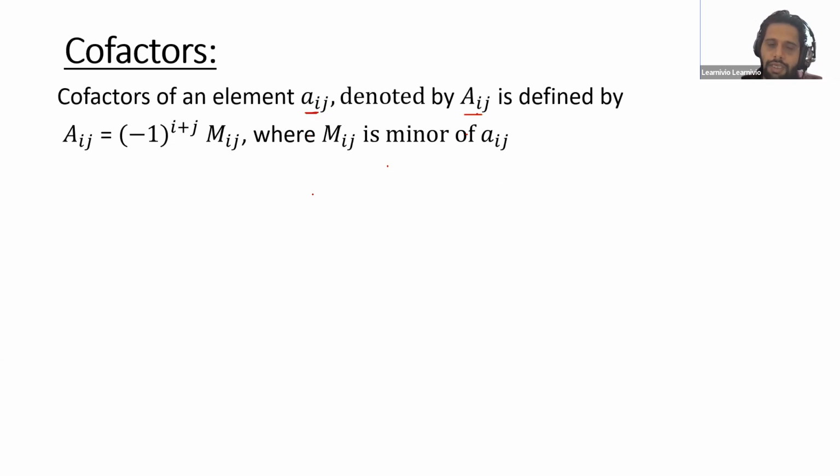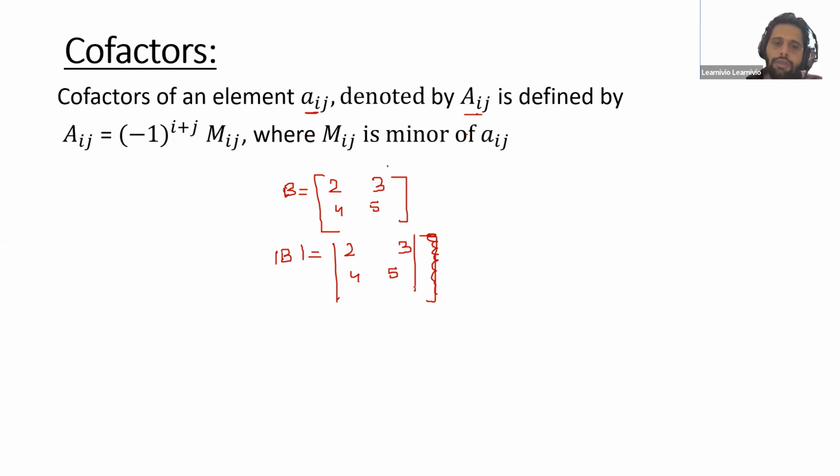So what does that mean? We will take an example. For example, if we have a matrix B, and this matrix is 2, 3, 4, 5. Its determinant is |2 3; 4 5|. Now, can anyone tell me what is the value of M11? 5. Okay, M11 is 5. We remove the first row and the first column, and we get 5.